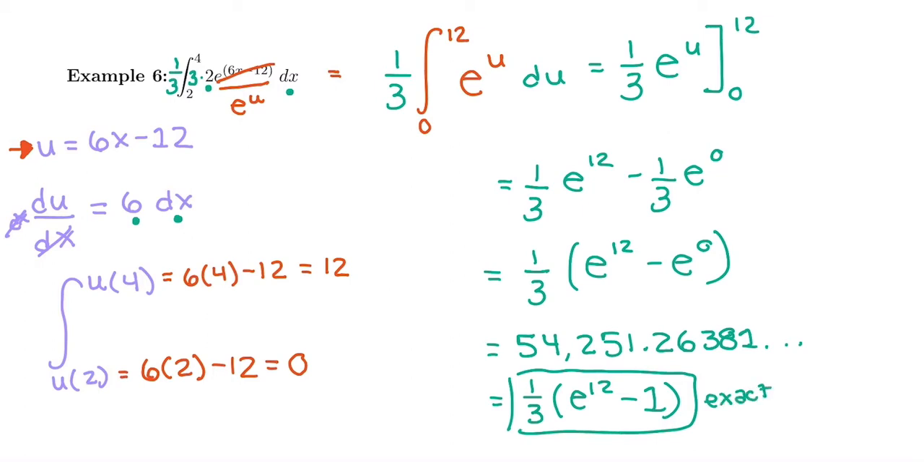Or if you want to just round it, you could just say 54,251, maybe 0.3 or something like that. Round it to a certain decimal place if asked to round.